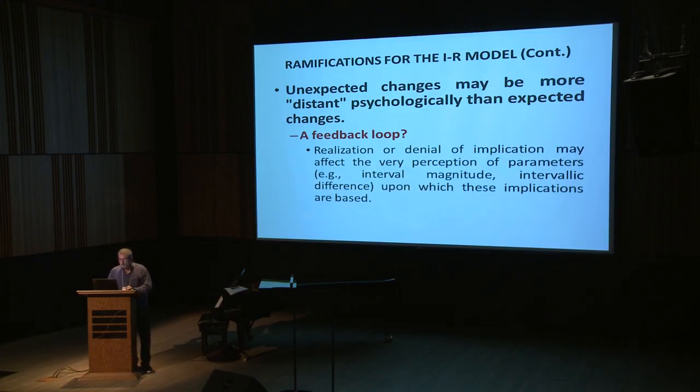So what we may see is that realization or denial of melodic implication may affect the very perception of the parameters upon which these implications are themselves based. So we have a kind of top-down, bottom-up loop, and I would say something about a field I know nothing about, but maybe some other people do. Brainstem learning may be associated with this kind of loop. It would be nice to hear something about this.